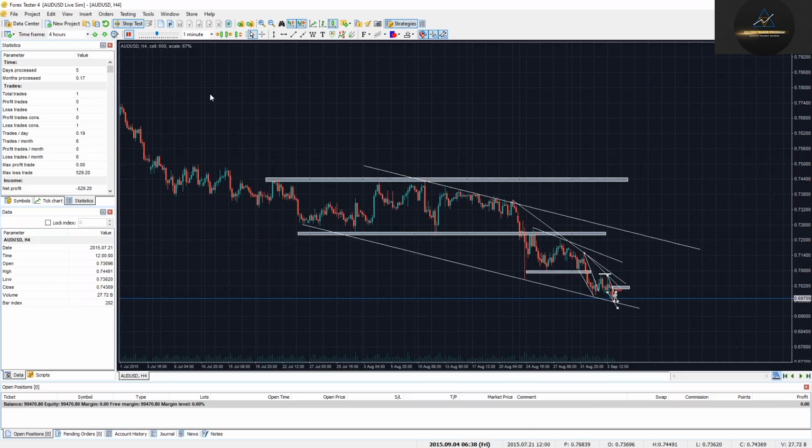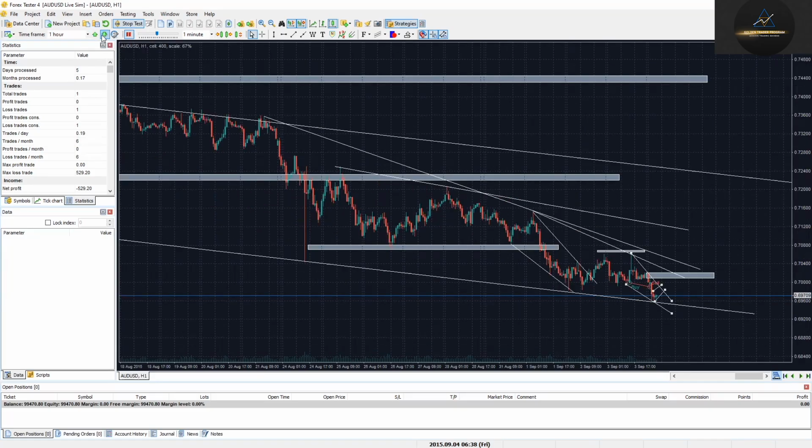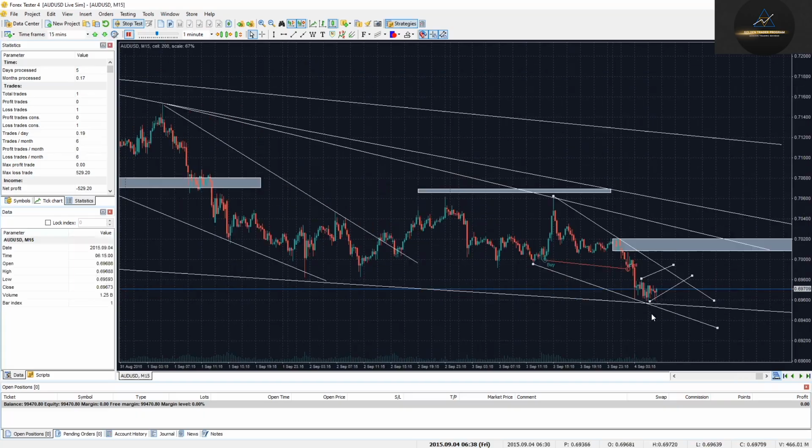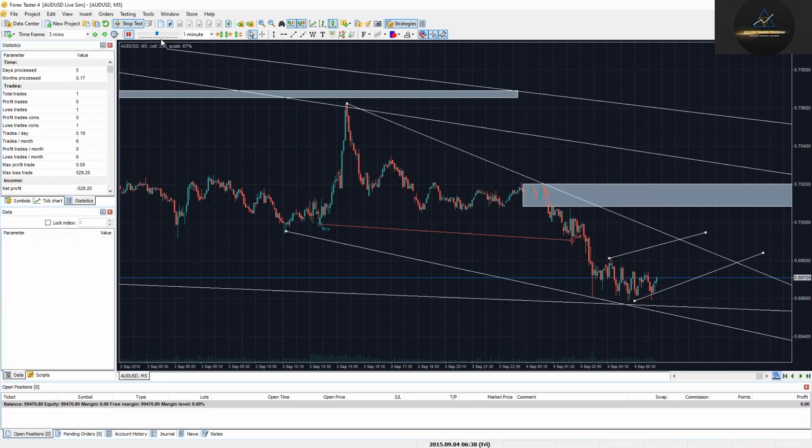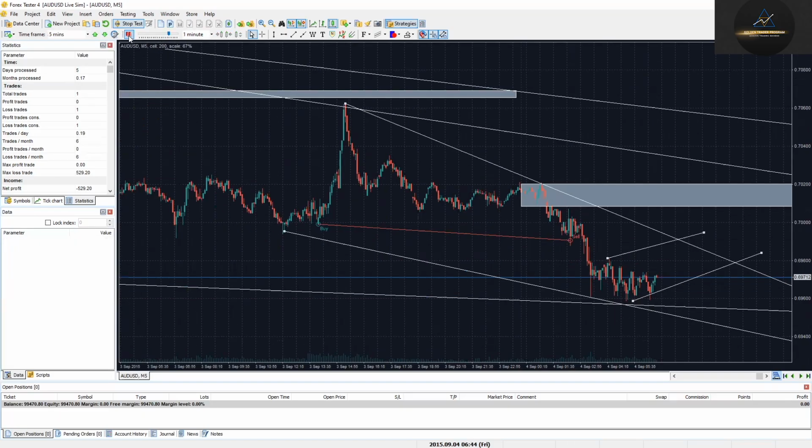So now we're going to trade in line with the trend, which is going to give us a little bit more of a higher probability. So let's go down to the 5-minute. Let's press play. Let's see what we get.